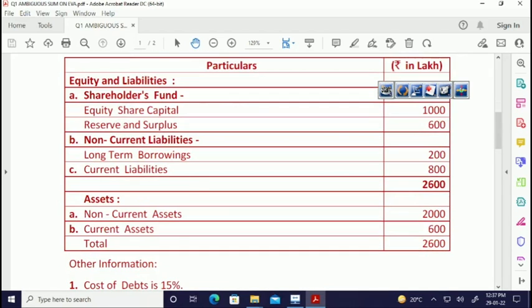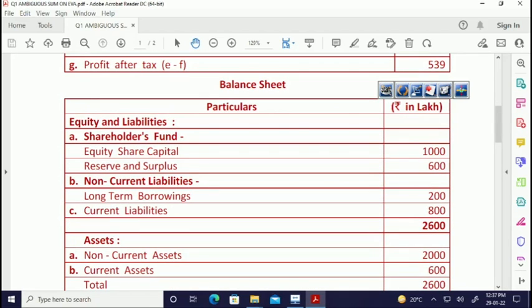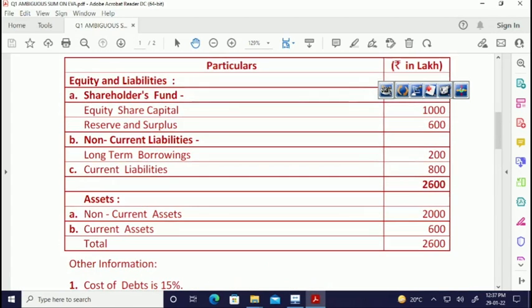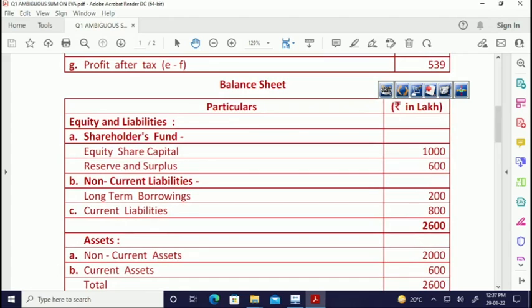That's the NOPAT. And then the capital employed over here, you can find net worth is 1000 plus 600, 1600. And long-term borrowing 200. So 1800 is the capital employed, but because 40, the bad debt provision, will be added back to debtors, therefore the capital employed is 1840. Now, to calculate the cost of capital, they have ignored the 40. They have taken the cost of capital based on 1600 and 200. So you have to remember that although they added 40 to the capital employed, while calculating cost of capital, they forgot the 40 and took it on the basis of 1600 and 200.